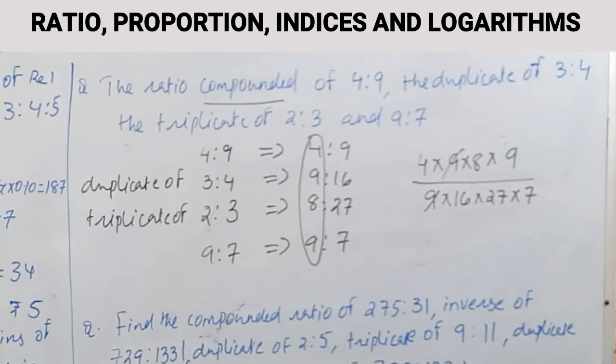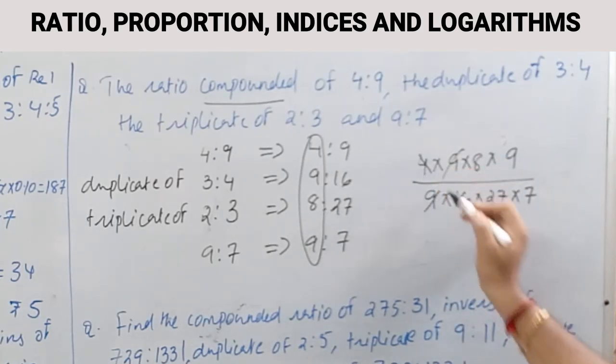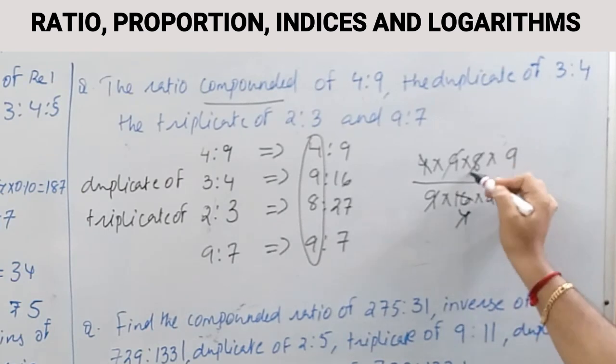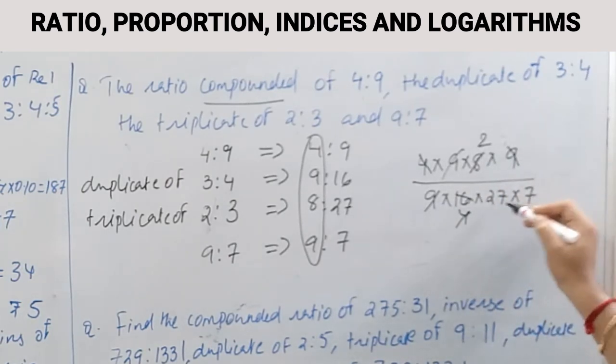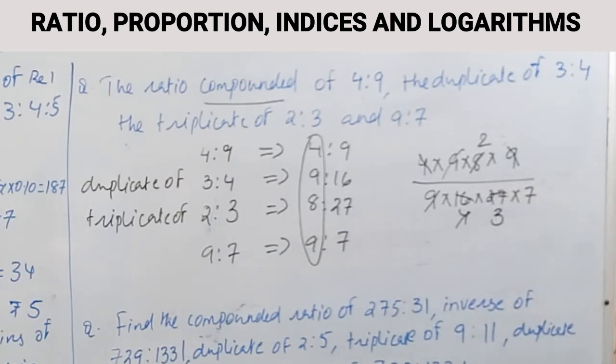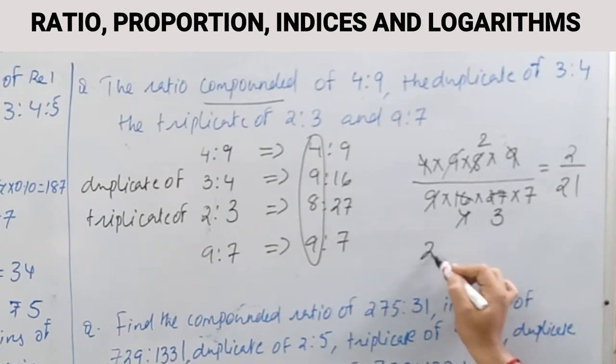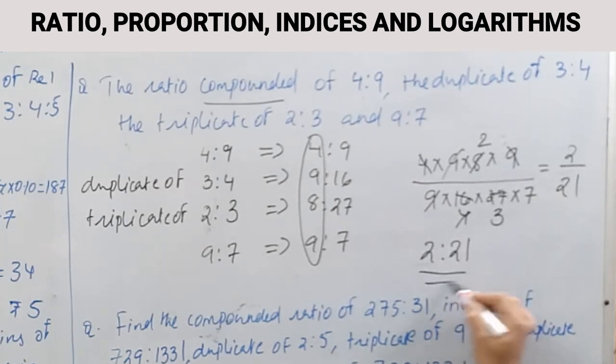9, 9 get cancelled. 4, 4. Then 2. Then 9 into 3. That means the answer is 2 divided by 21. That is 2:21 will be the compounded ratio.